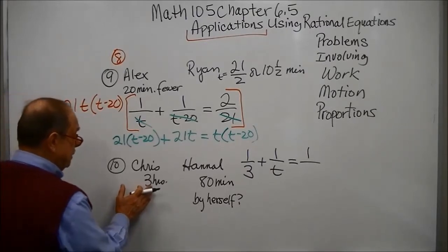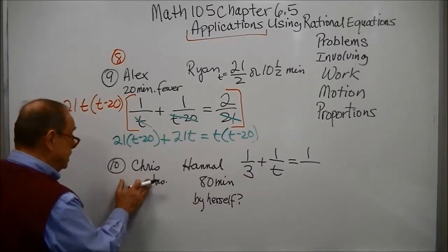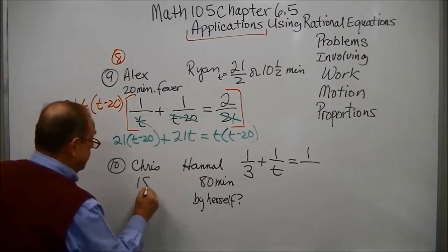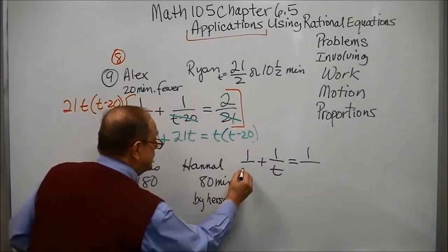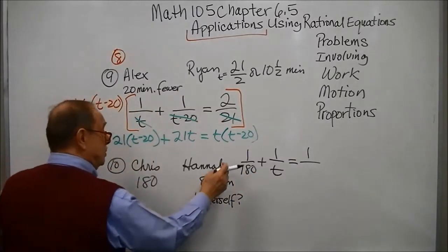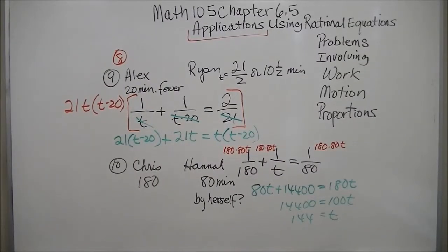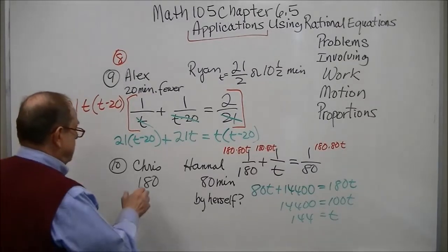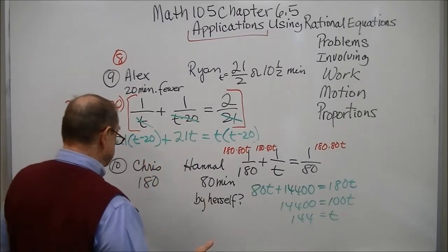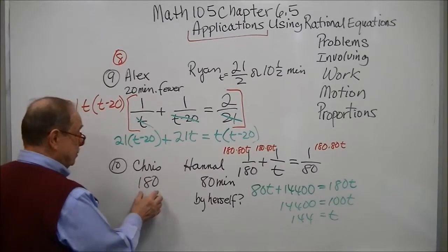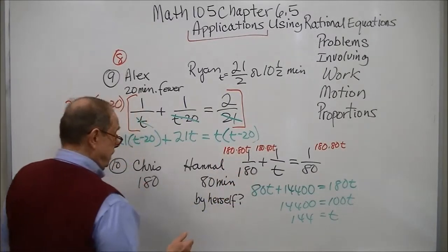So I'm going to suggest that we convert the 3 hours into minutes. And how do you do that? Well, 3 times 60 is 180. So we've converted Chris's rate, which is 3 hours, into 3 times 60, 180. So his rate in minutes is 1 out of 180.